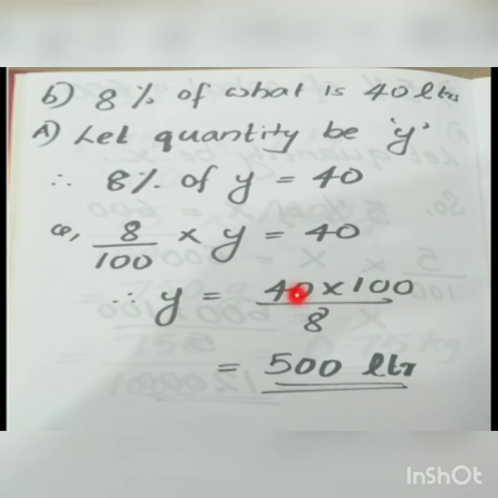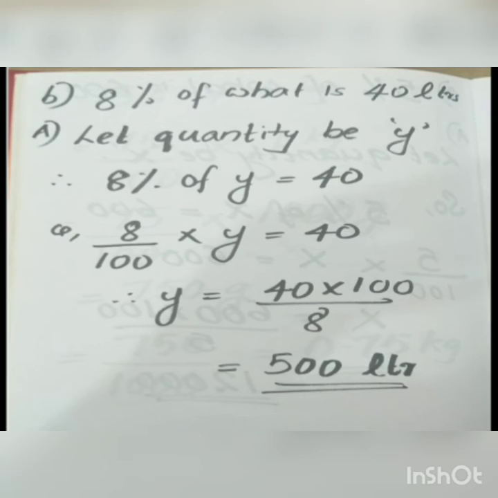Now 8 and 40 have common factors. So 8 in 40 is 5 times. Therefore we have 5 into 100, 500. So what is the value of y here? 500 liters. That is, 8% of 500 liters is 40 liters. So this is a model for finding the quantity. The earlier one was finding the value. Now this is finding the quantity.